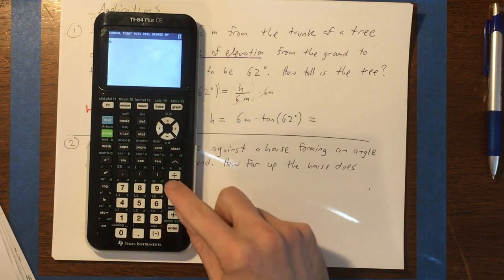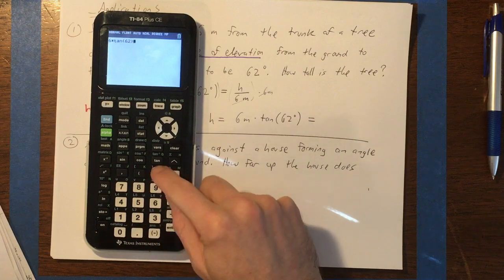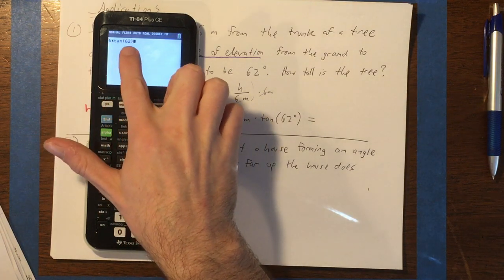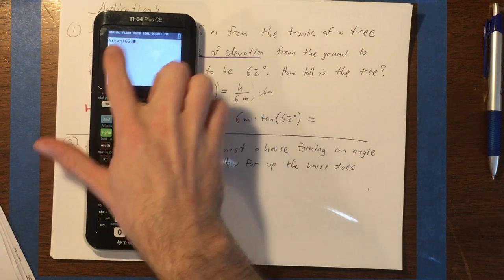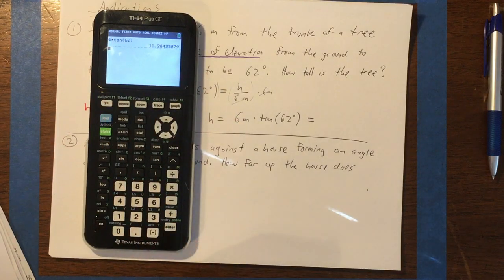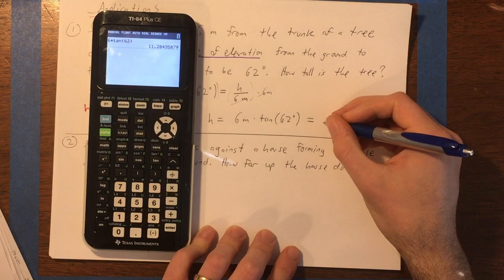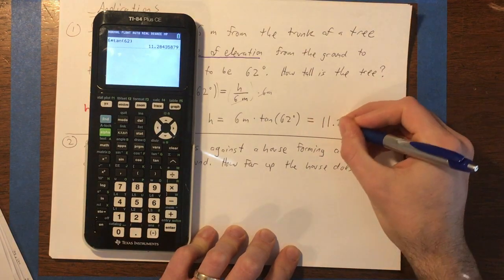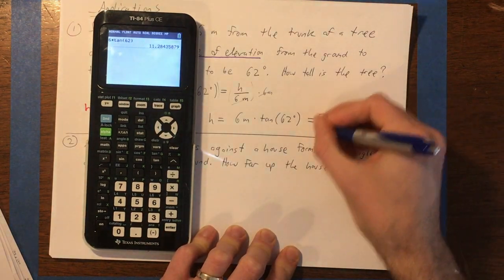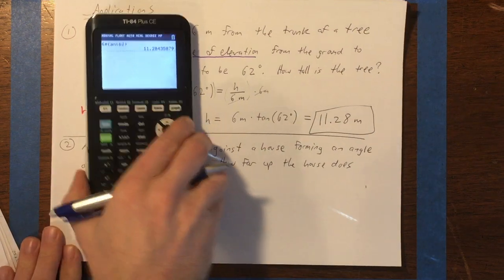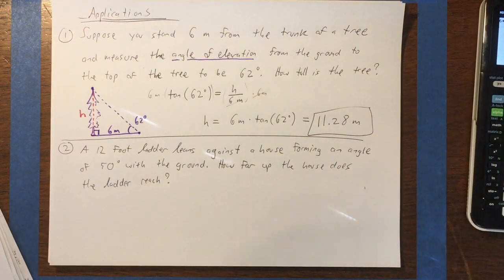I'm going to type 6 times tangent of 62. My calculator is going to interpret that as 62 degrees, and then it's going to get the tangent value and multiply it by 6. And I get 11.28. So I'm going to round that to 2 decimal places. That's 11.28 meters. And that's the height of the tree. So there's the first example.